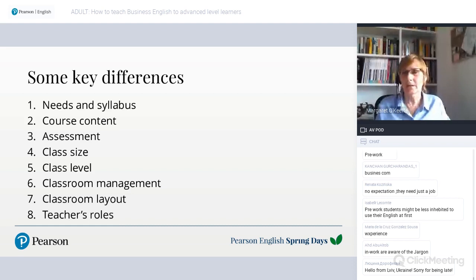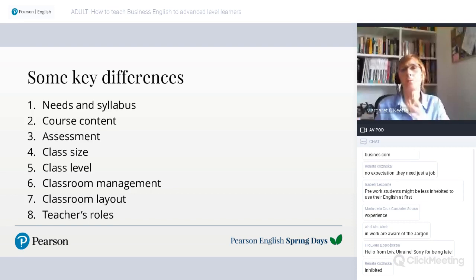Of course, class size is very different. I've worked in institutions where it's 30, 40 students in the class. I know in some parts of the world that could be 100 students in the class. That's a very different dynamic from in company classes, where it might be one-to-one or very small groups, threes. Class level: the bigger groups in universities are going to have much more variety of level as well, I think.